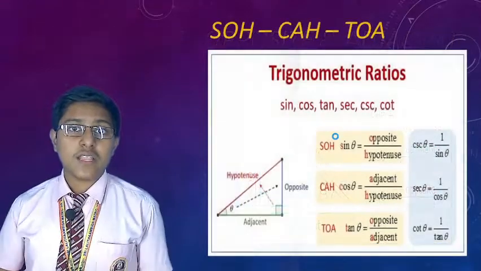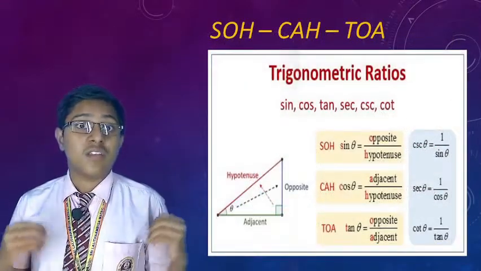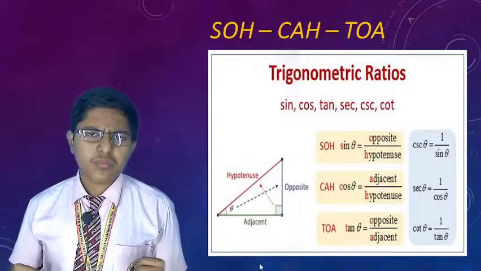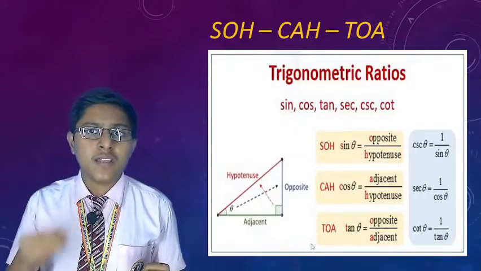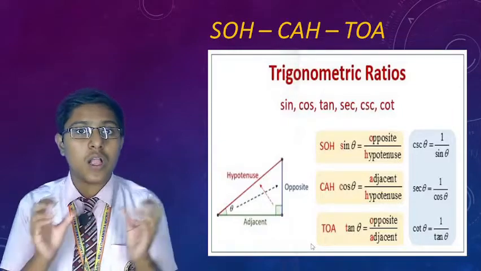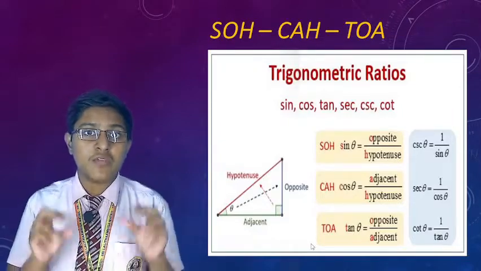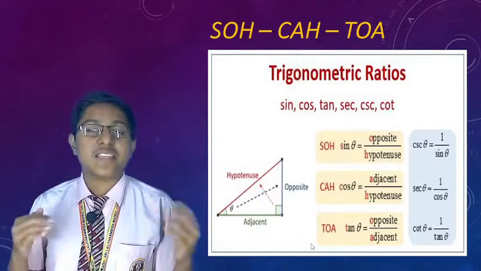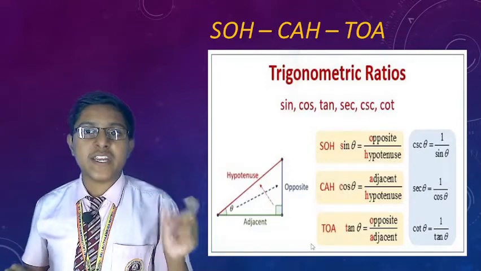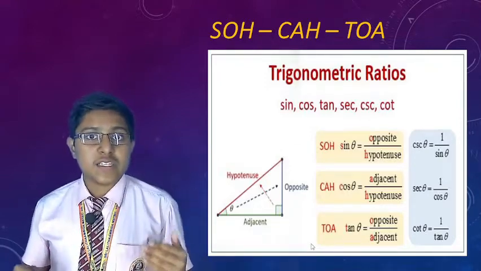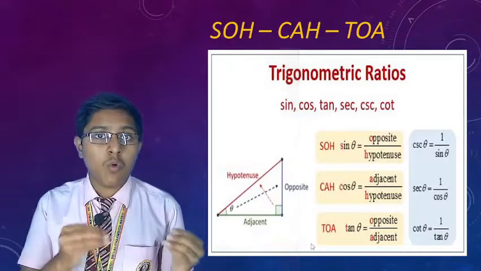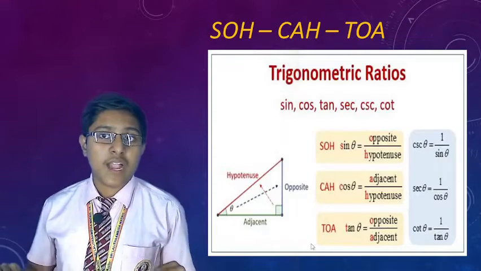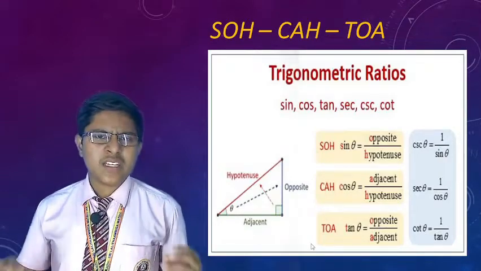And we have the three major ratios which are sine, cosine and tangent. We can remember them easily by the method called SOHCAHTOA, where the first letter mentions the ratio: sine, cos, tan, and the second letter mentions the numerator, which is opposite or adjacent. We have O and A in the numerator, and in the denominator we have the hypotenuse and adjacent. So it is a useful method.